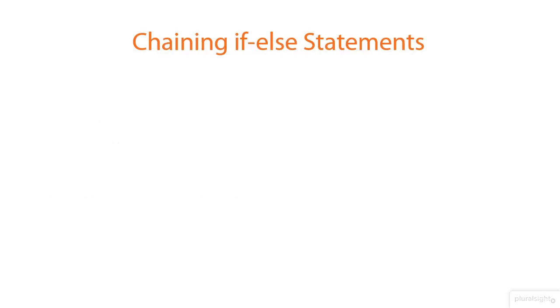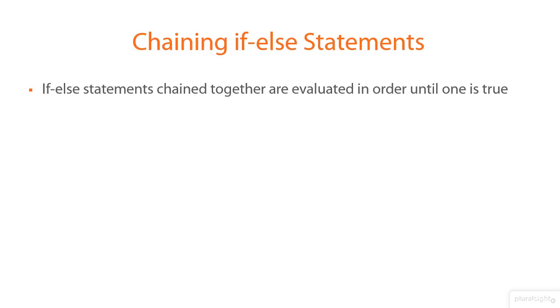Oftentimes you'll have more than simply if this condition is true or it's false. You may have multiple things you need to evaluate. So you can actually chain if-else statements together. When you do that, the system will just keep evaluating them until one is true. We set that up with our regular if statement just like before, followed by the else. But after the else, we can put another if and another condition.